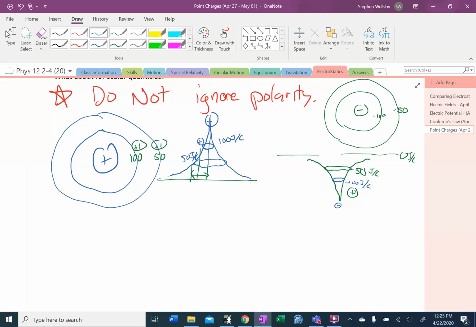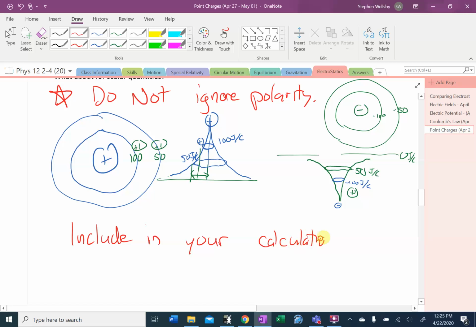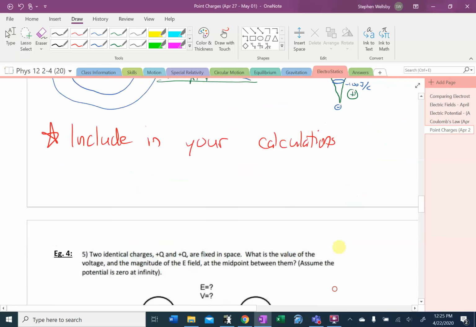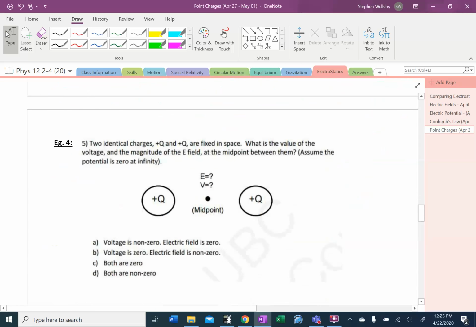So we can't ignore polarity. We do need to include it in your calculations. And you'll see why that would be, and why it's a little bit different than dealing with vectors. So vectors we just figured out from the arrow, and scalars we don't. So thinking about that, I want you to try and answer this example here.